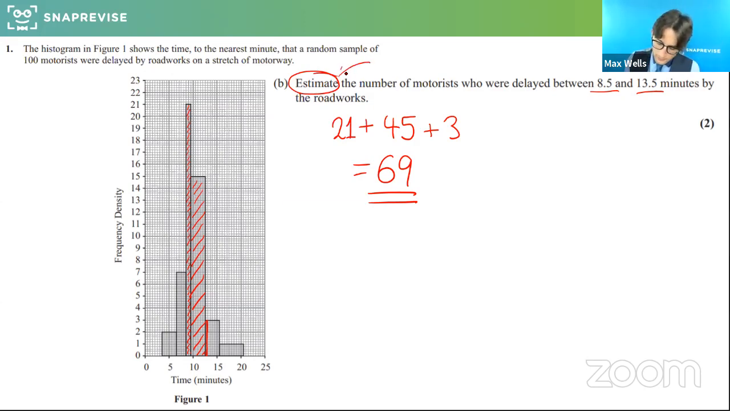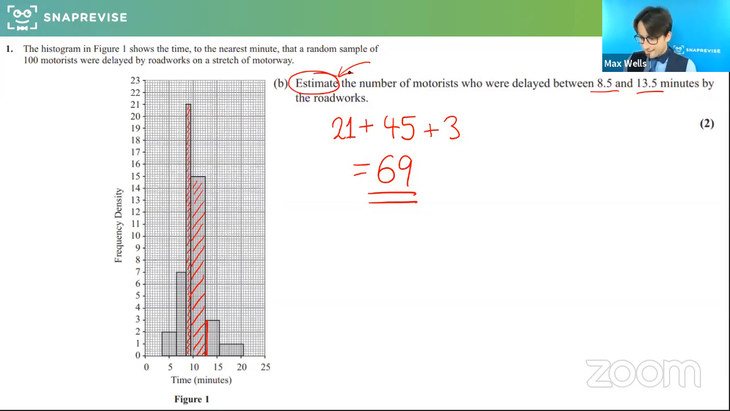And just bear in mind, the question could even ask you, why is this an estimate? So just have in your head that if ever you're splitting a bar up from a histogram, it's exactly the same as linear interpolation, in that you're assuming a nice even spread of values between that one and that one.